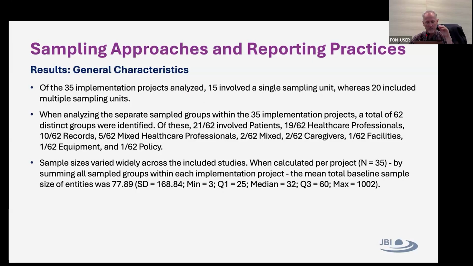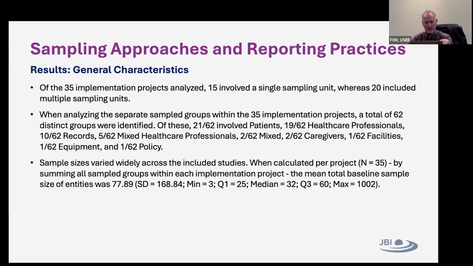Interestingly, based on what was described in the papers, 15 of these studies were one single sampling unit. So they looked at medical records only, or they looked at nursing practice only. And 20 included multiple sampling units, which was nurses plus medical records or nurses plus physicians. But it was very difficult to establish what and how many sampling units per paper.